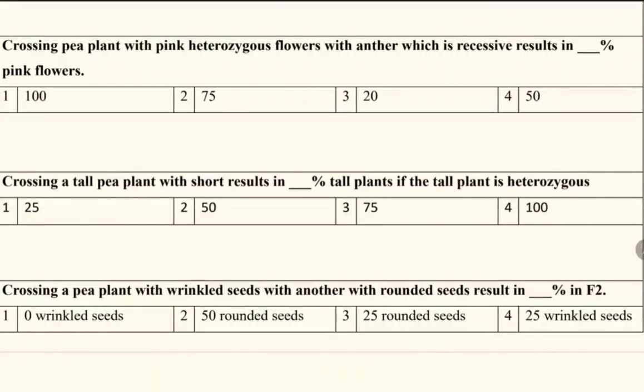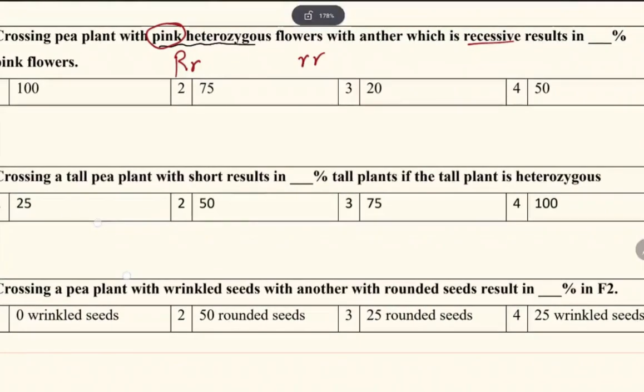Crossing a pea plant with pink heterozygous. Now pink heterozygous, it means what? It means R capital, R small, with another which is recessive. Recessive means what? It means white, because white is the recessive color of the pink. Pink is dominant, and the recessive is going to be white, R small, R small. Now it gives us how many pink flowers. Let's see how many pink flowers.